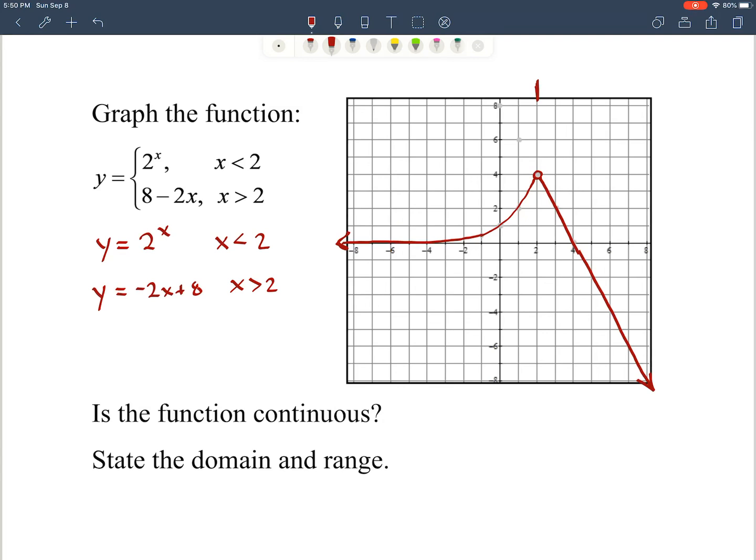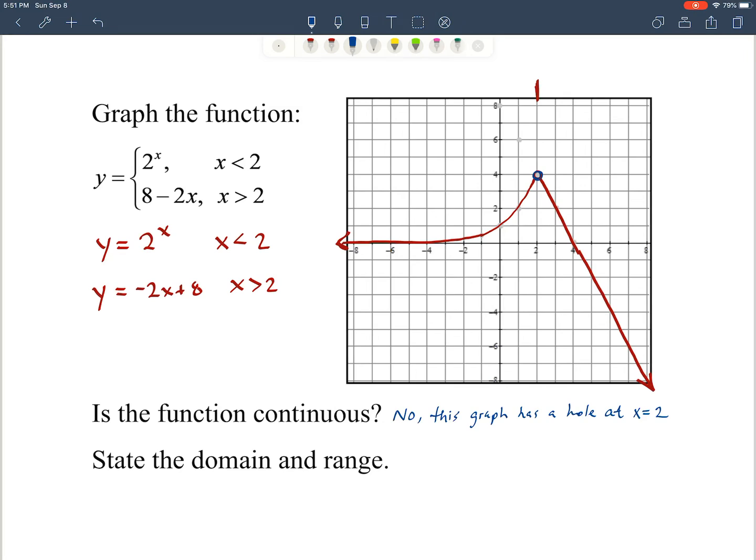Now, is this one considered continuous? In this case, the answer would be no, because of that hole in the graph at the point (2, 4) up here. If that was shaded in and we were including it, then yes, it would be continuous. But no, this graph has a hole at x equals 2.